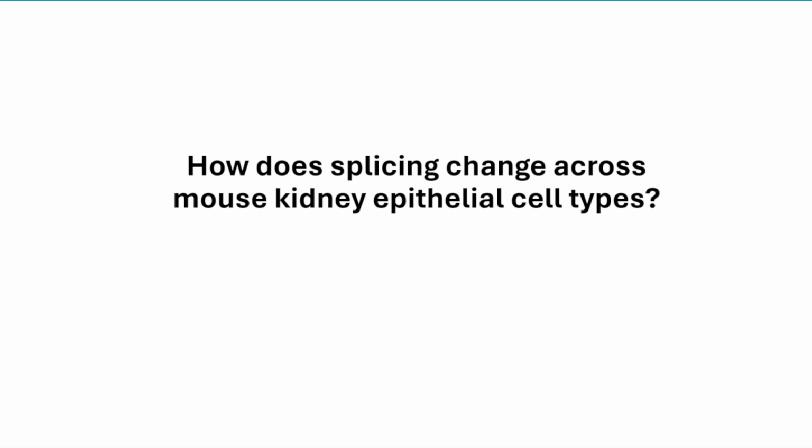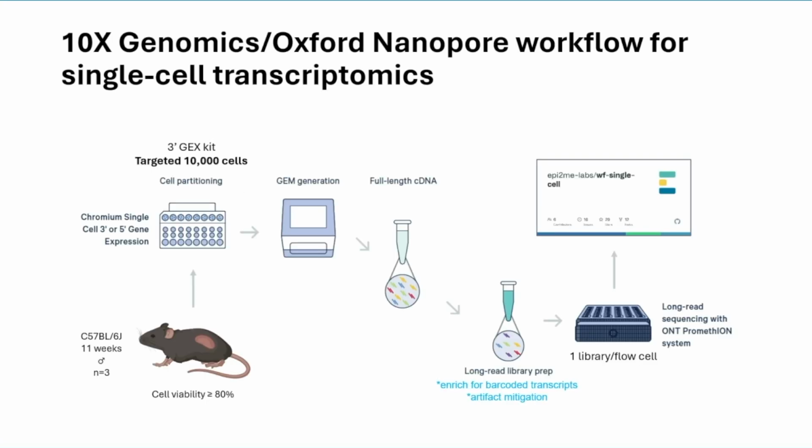The next question we wanted to know was, how does splicing change across mouse kidney epithelial cell types? And the perfect way to assess this is by using single cell long read sequencing. And so we use the 10x Genomics platform to do our single cell, and then Nanopore has a part of this workflow. So we start with our cells.